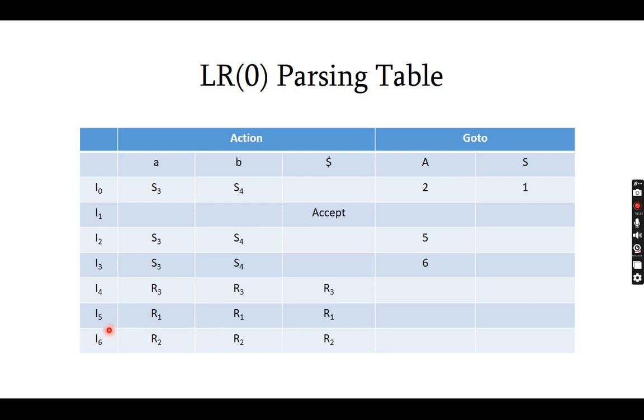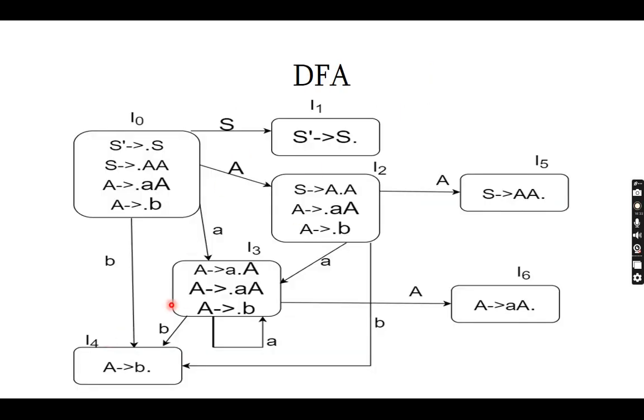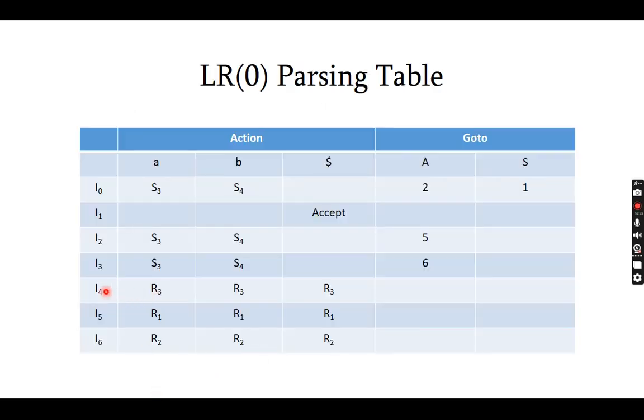Now I4, I5 and I6 are final items, because the dot is there at the end of the production in all of I4, I5 and I6. Now in these rows you have to write a reduce operation. For a final item you have to write reduce operations. So which reduce operation you have to write and where you have to write? For example, in the I4 row, you have to write a reduce operation. In which column you have to write what?